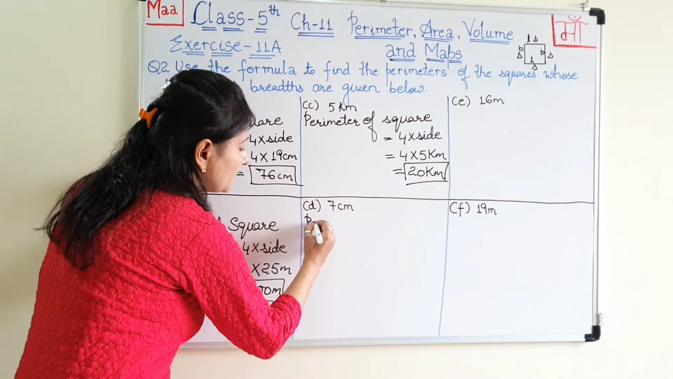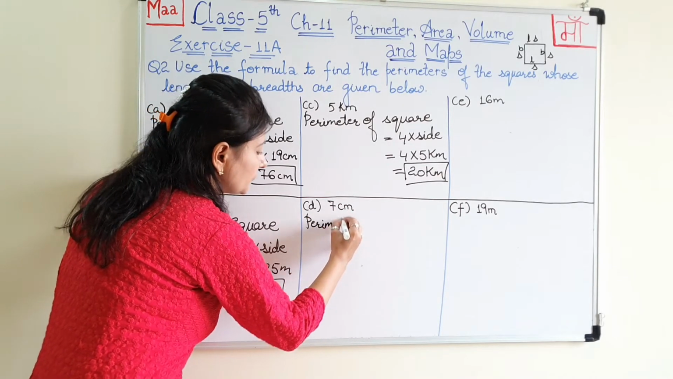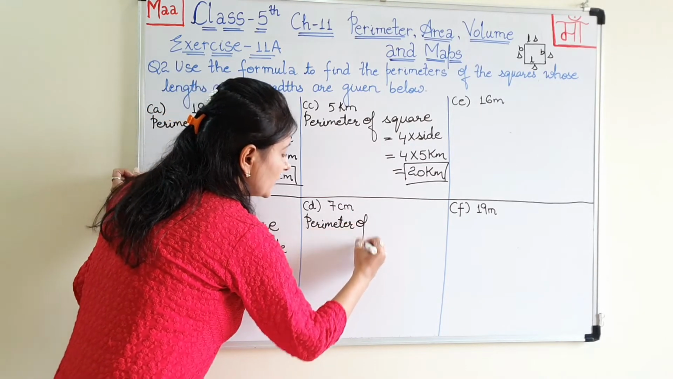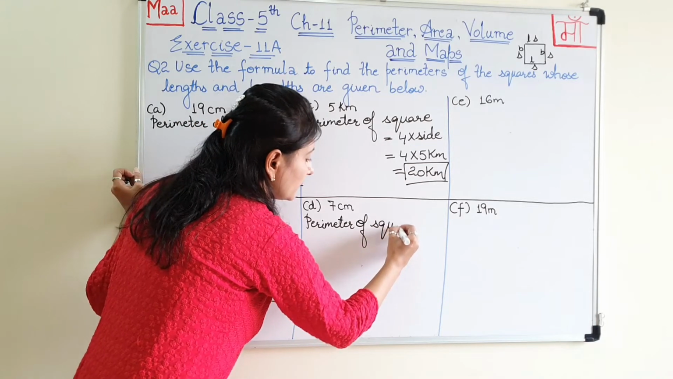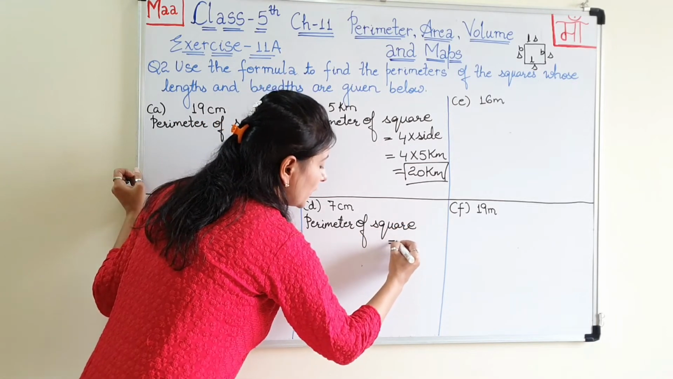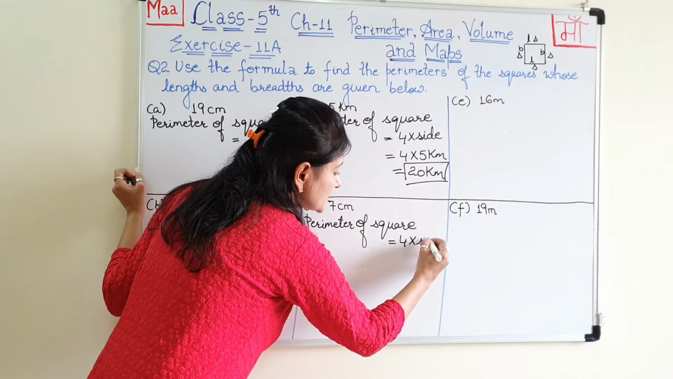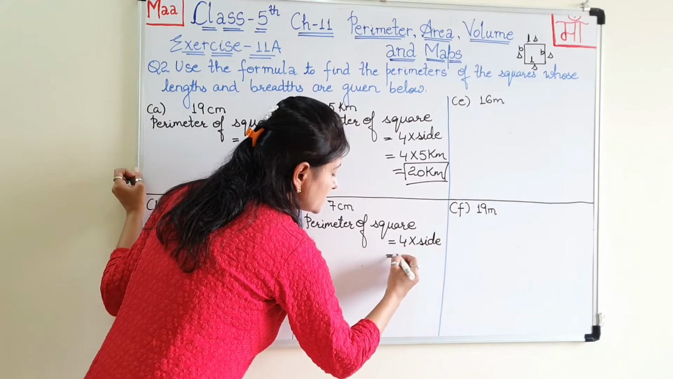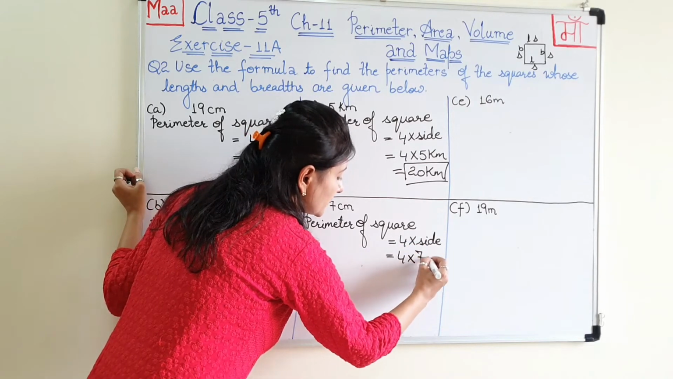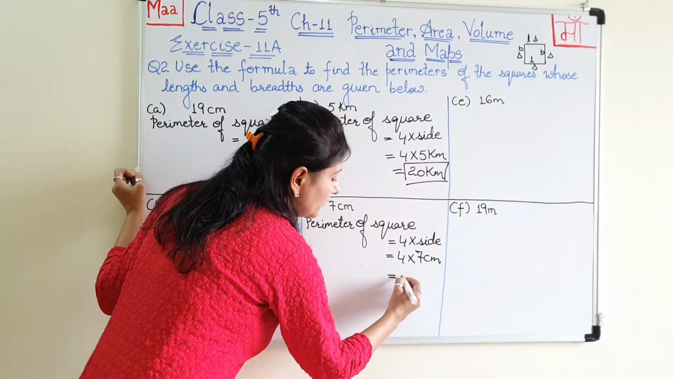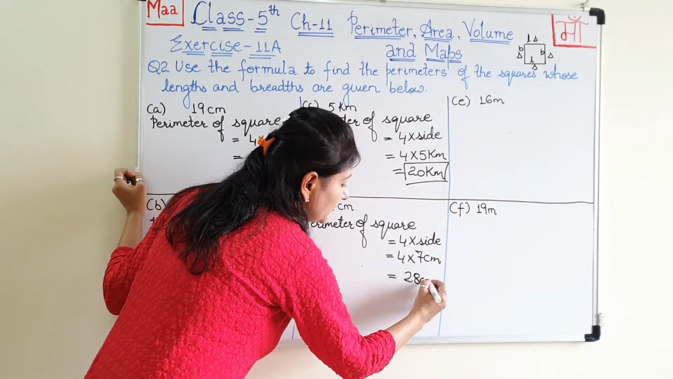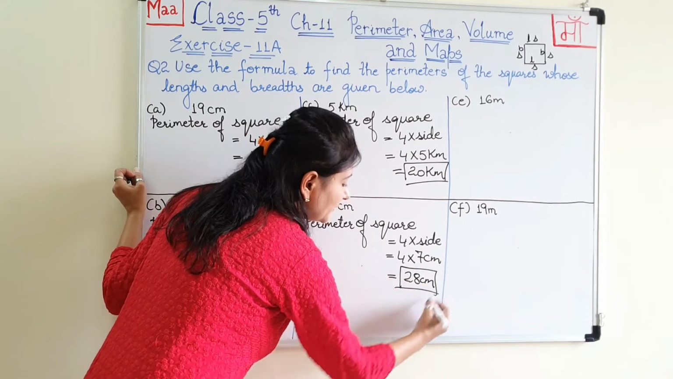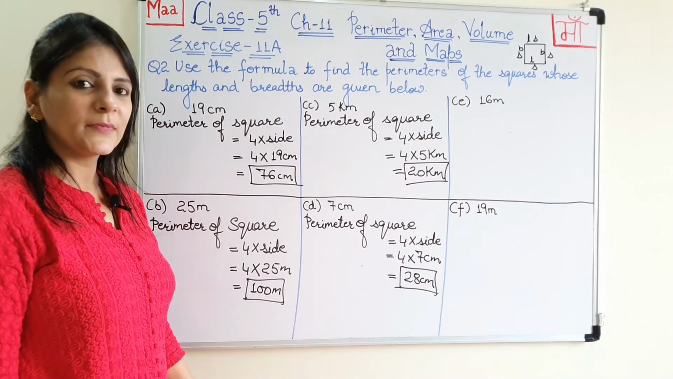Now, again, perimeter of square. So perimeter of square, again we will put the formula only 4 into side, and here in this part the side which is given in the question is 7 centimeter. So 4 7s are 28. So 28 centimeter is the answer of part D.